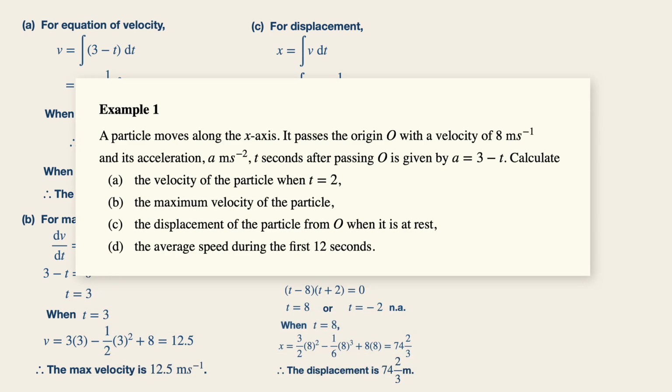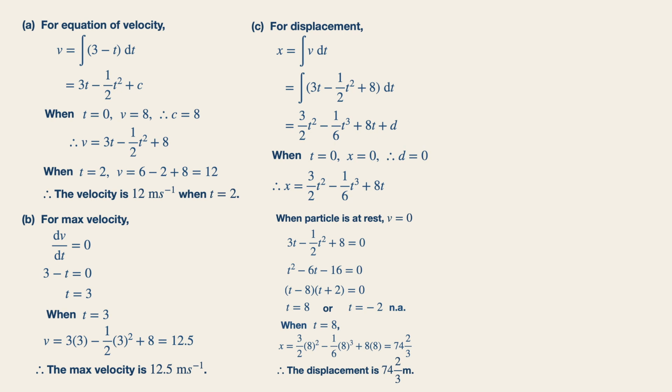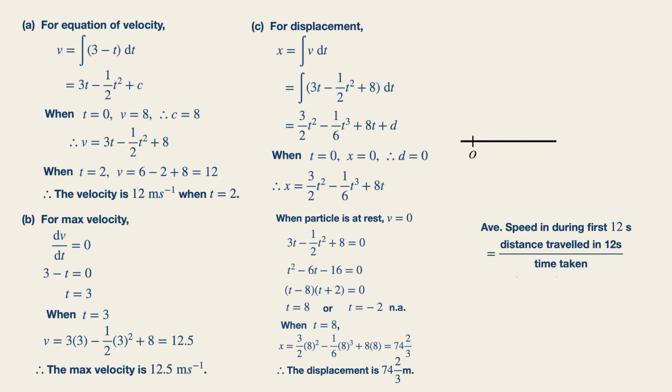Now coming to the last part where we want to find the average speed of the particle, the average speed is simply the total distance traveled by the particle divided by the total time taken. In this case, it is 12 seconds. So we just need to find the total distance traveled by this particle. So it's good to plot the motion of the particle as shown below.